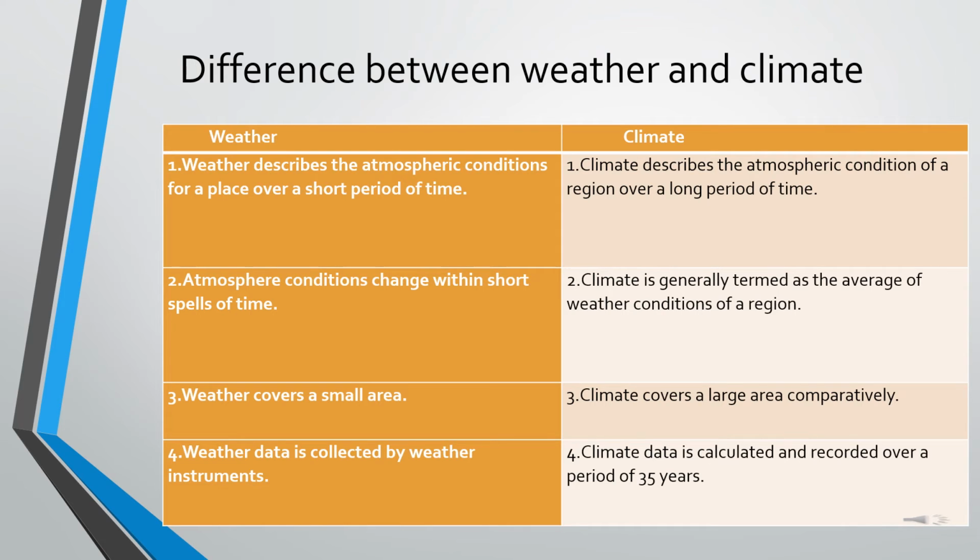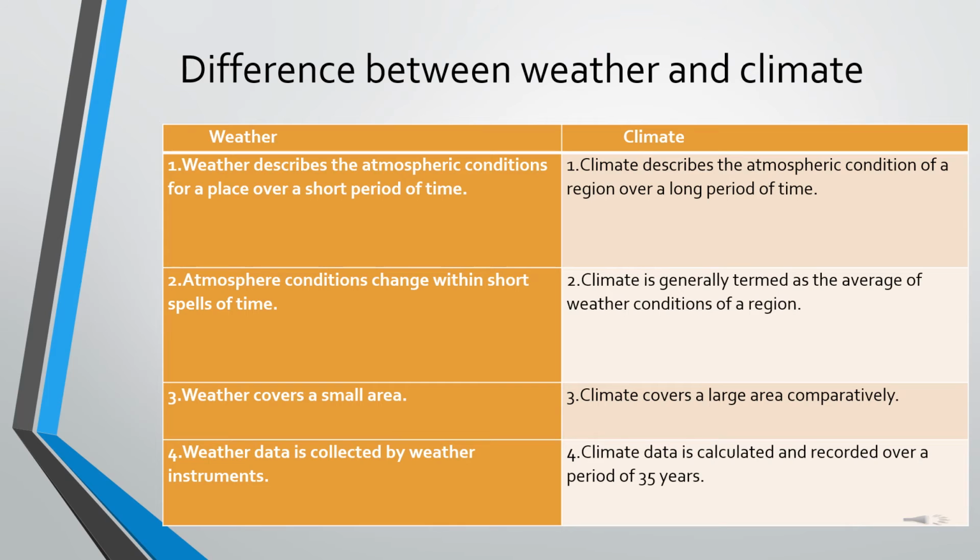Okay. So now let's begin the first difference between weather and climate. The first difference is weather describes the atmospheric conditions for a place over a short period of time, whereas climate describes the atmospheric condition of a region over a long period of time.